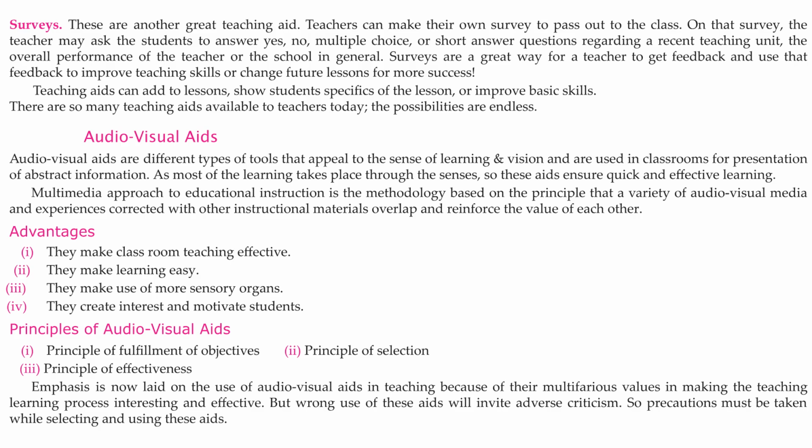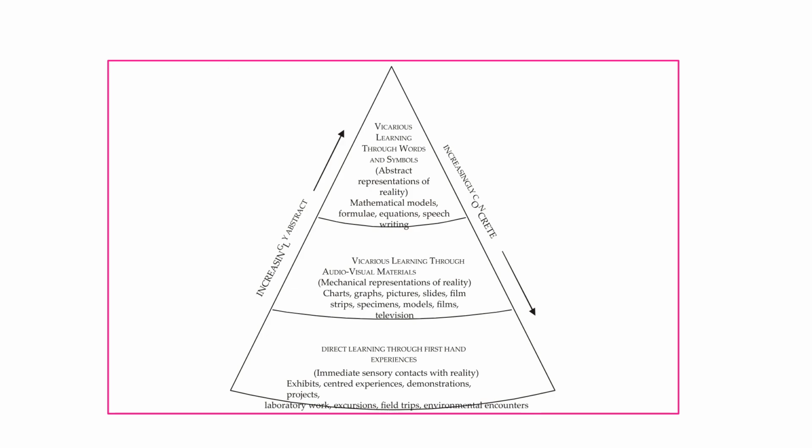Audio-visual aids appeal to the senses and ensure quick, effective learning. The advantages include making teaching effective and easy, using more sensory organs, and motivating students. Principles for audiovisual aids include fulfillment of objectives, selection, and effectiveness. This diagram illustrates the cone of experience, showing that direct learning through first-hand experiences is the most concrete. This is followed by vicarious learning through audiovisual materials, and finally, the most abstract level is vicarious learning through words and symbols.